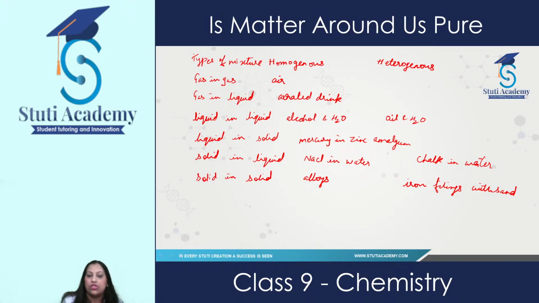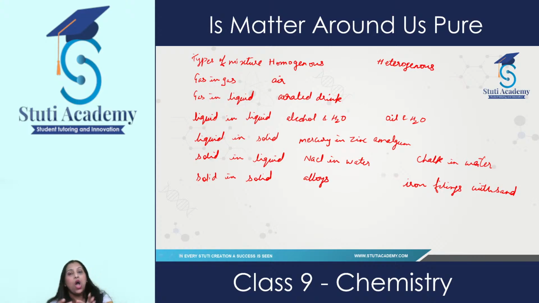And if you are talking about solid in solid, homogeneous is alloys. Examples are brass, bronze, steel. So they are alloys, which are a combination of two or more metals. When they combine together, they form a homogeneous mixture because we cannot see the boundaries of each and every element. And if we are talking about heterogeneous mixture, an example of such kind of solid in solid is iron filings with sand. You can easily detect where are the iron filings when you mix them with sand. So these are the types of mixtures present.